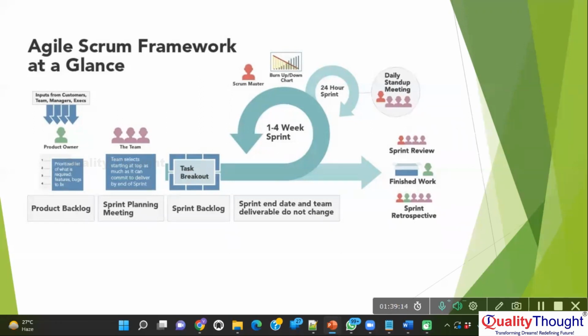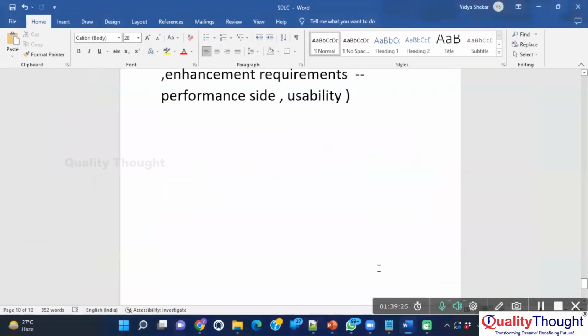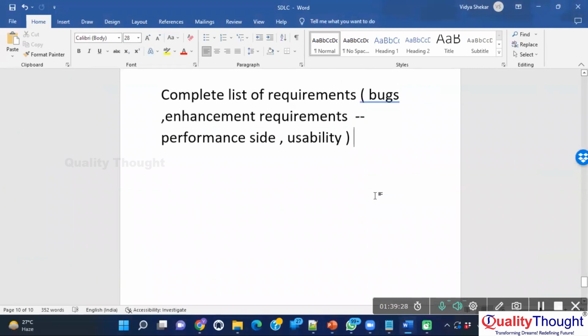Daily stand-up meeting is generally not more than 15 minutes. It happens every day. And they are going to discuss 3 things in this meeting.